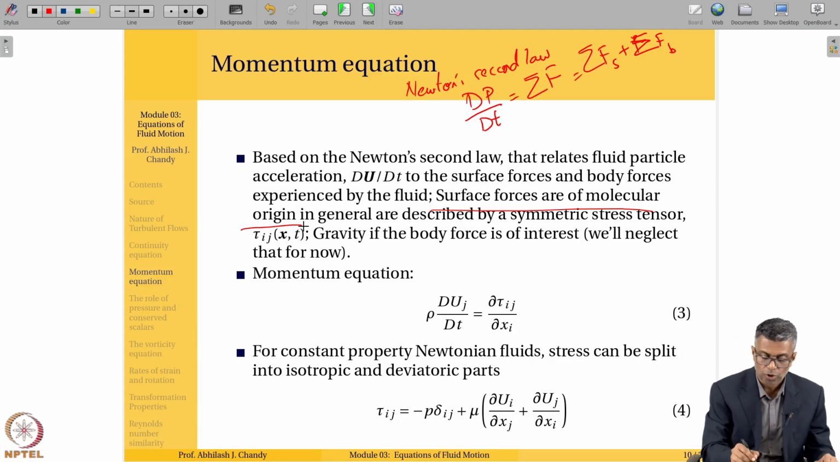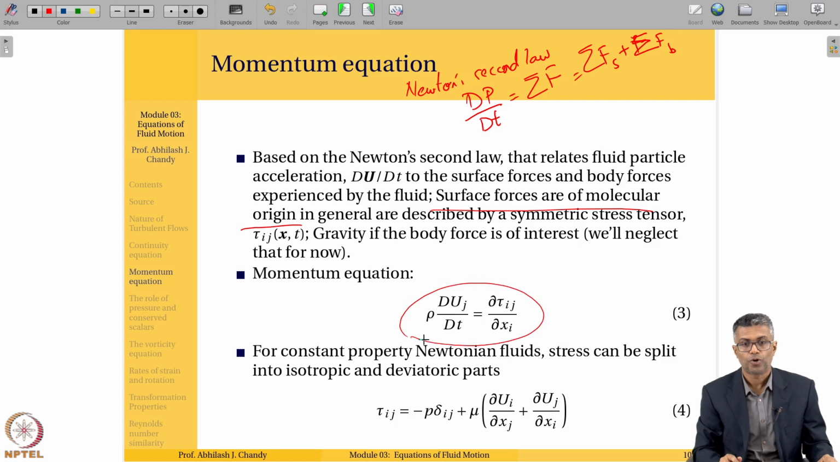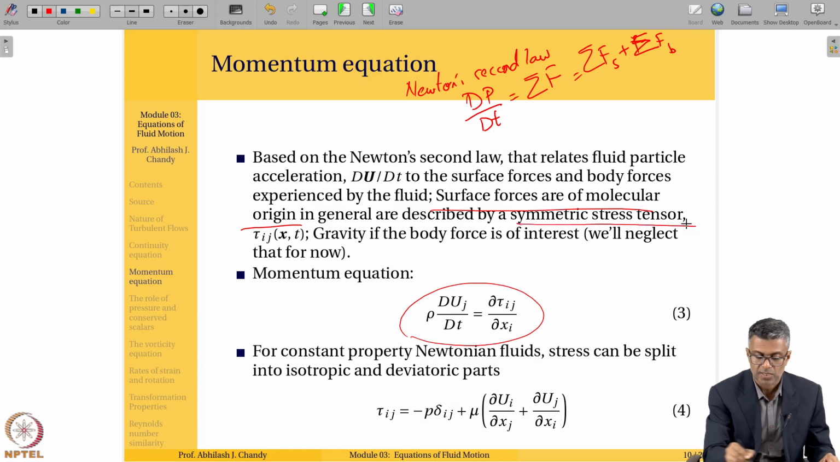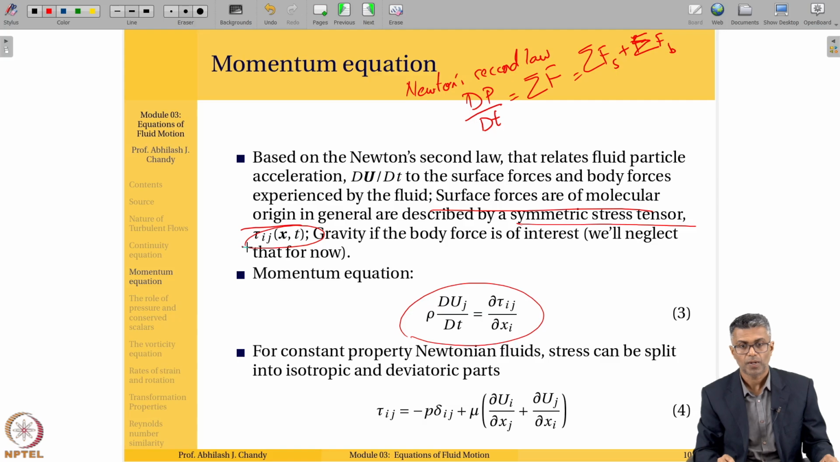In that case, your momentum equation is this one. Rho Duj Dt is del over del xi of tau ij, tau being the symmetric stress tensor. The left hand side is essentially the rate of change of momentum, and the right hand side is the sum of all forces. Mainly we are only considering the surface forces for now. So that is written in terms of the stress tensor, del over del xi of tau ij.